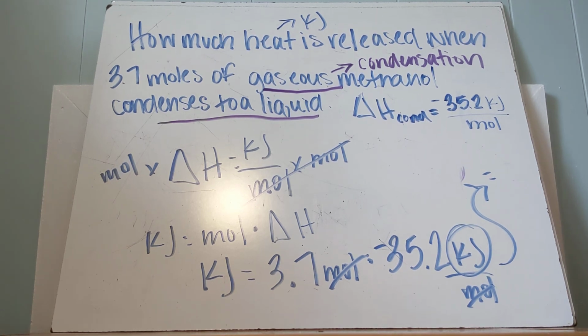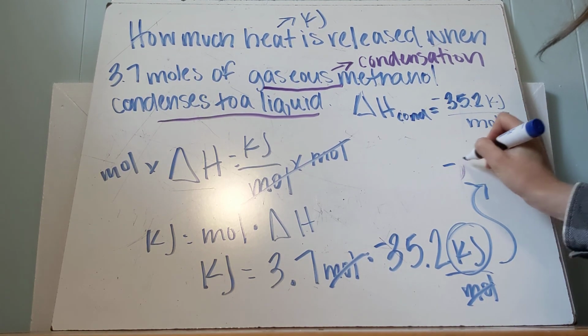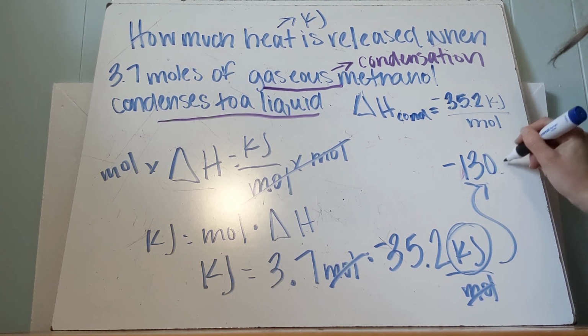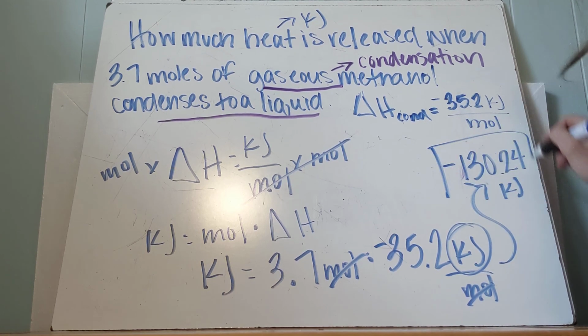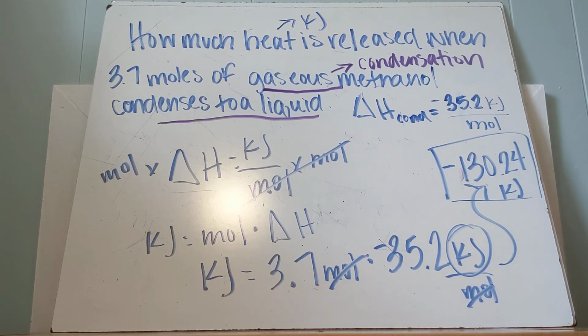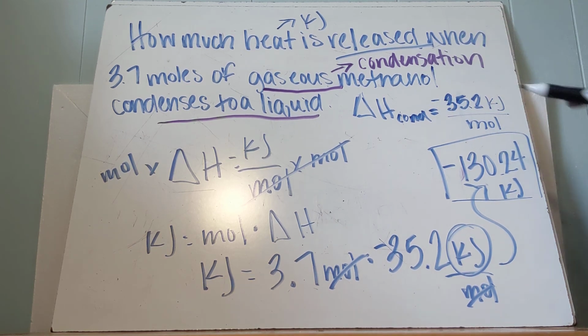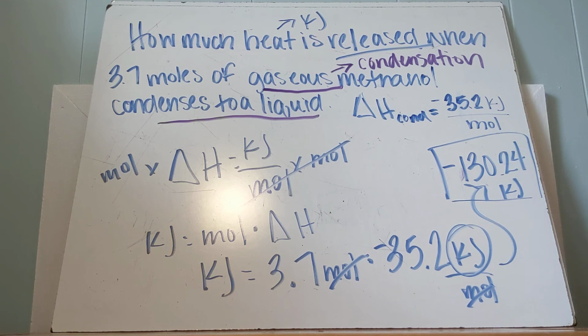Negative 130.24 kilojoules. And you might be like, well, why is it negative? Because the heat is released. The reaction, or the methanol, because it wasn't a chemical reaction, the methanol lost the heat. So we say that it's negative.